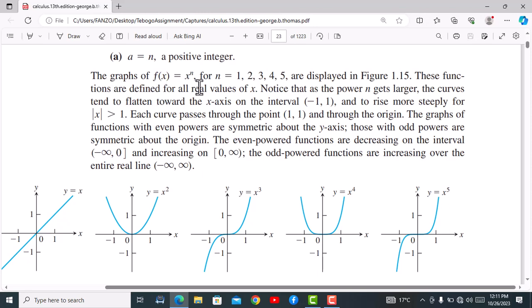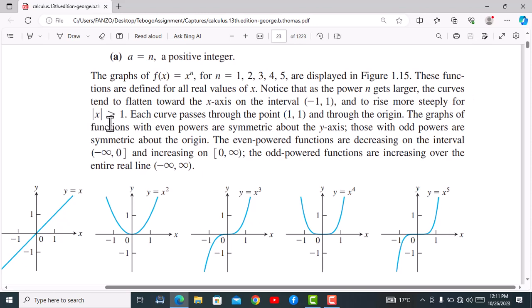These functions are defined for all real values of x. So for negative, positive, fractions, rational, irrational, they are defined because they are defined for all real values of x. Notice that as the power n gets larger, the curve tends to flatten towards the x-axis on the interval -1 to 1, and to rise more steeply for the modulus of x bigger than 1.